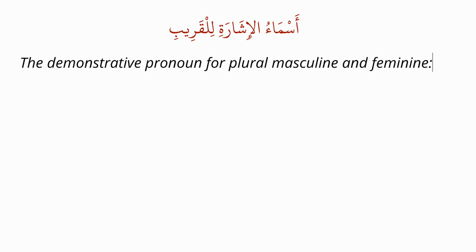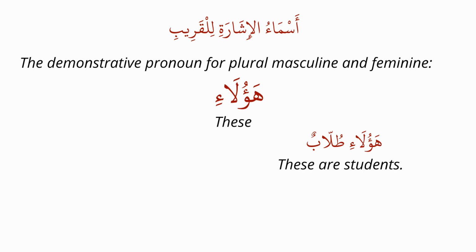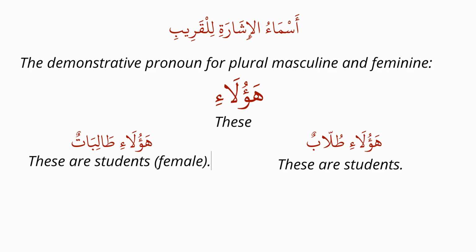Next, we have the demonstrative pronoun for both plural masculine as well as feminine near objects, which is هؤلاء, written the way you see it and pronounced as هؤلاء, and it means these. Okay? For example, هؤلاء طلاب, these are students. هؤلاء طالبات, these are students, referring to female students.